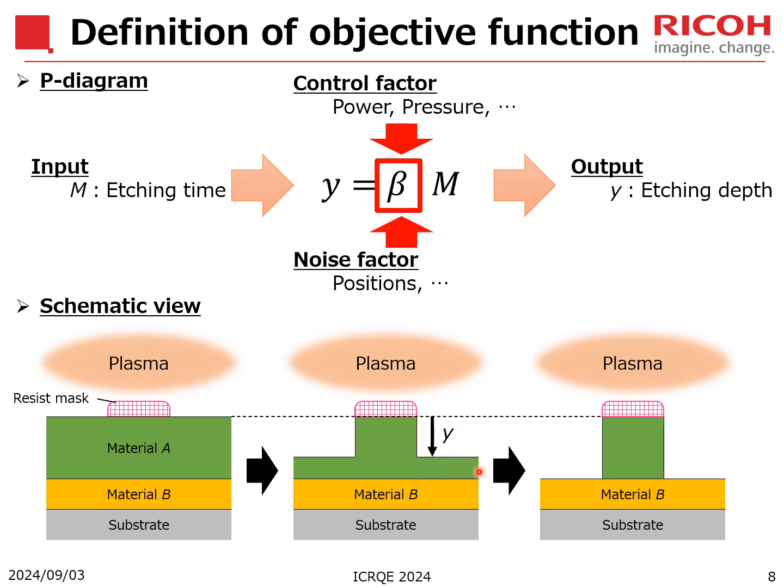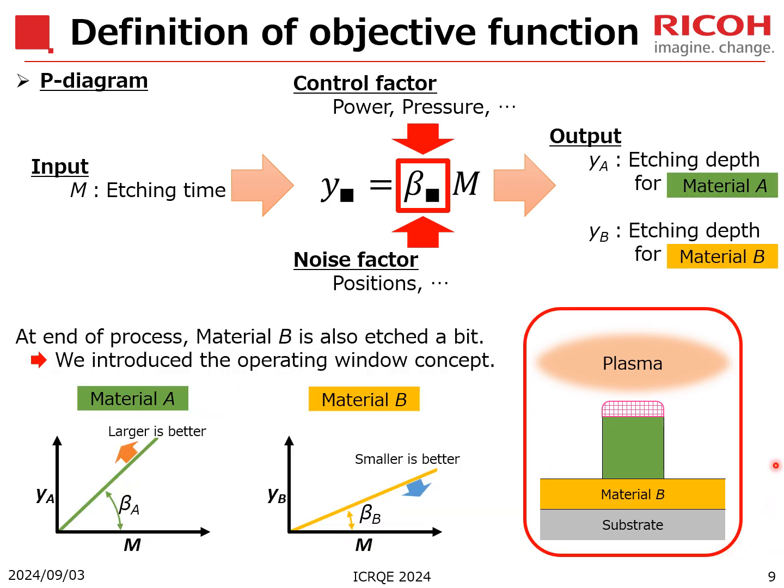Material B is deposited under material A, so material B is not etched. However, at last step of etching process, material B appears on the surface and etched a bit. So we introduced operation window concept. So output is 2 etching depths, YA and YB. YA is etching depth for material A and YB is etching depth for material B. So in this case, our workpiece is material A. So our objective is to maximize the sensitivity for material A while minimizing sensitivity for material B.